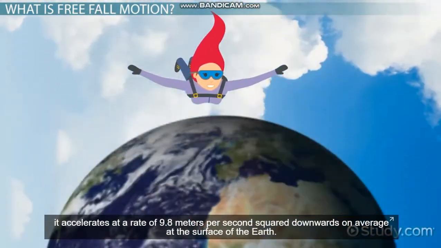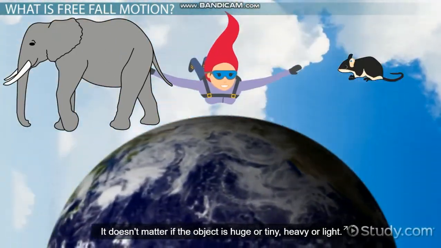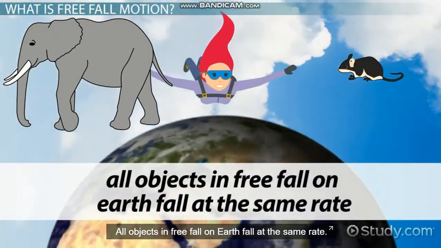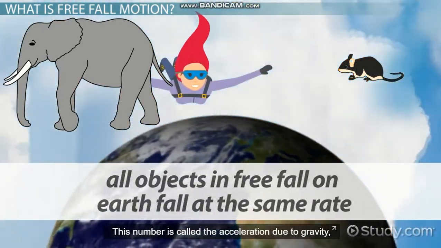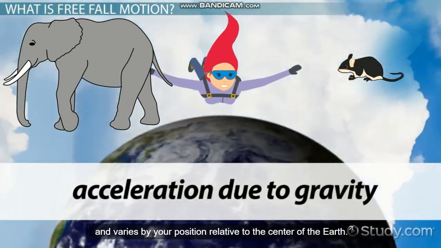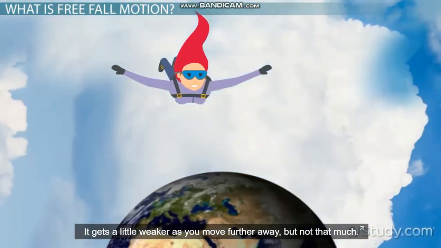on average at the surface of the Earth. It doesn't matter if the object is huge or tiny, heavy or light. All objects in free fall on Earth fall at the same rate. This number is called the acceleration due to gravity and varies by your position relative to the center of the Earth. It gets a little weaker as you move further away, but not that much.